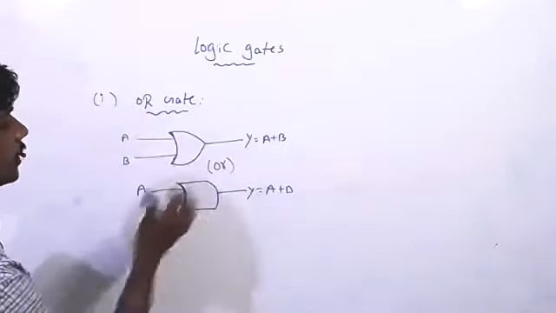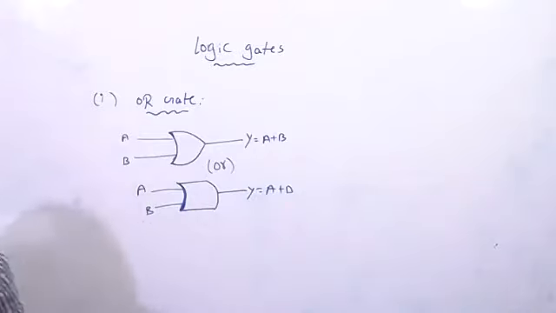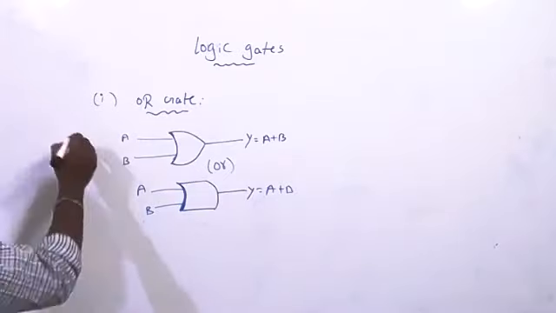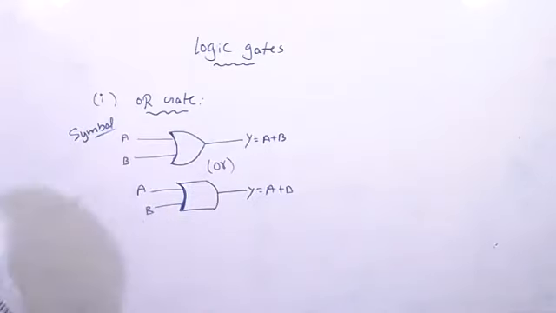Not this one, it is a different OR. Either this or this you can draw. Did you understand the diagram? So it is a symbol. Prisha, am I clear on the symbol? Yes, sir. Okay, now look at this.